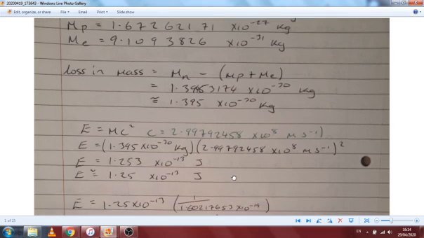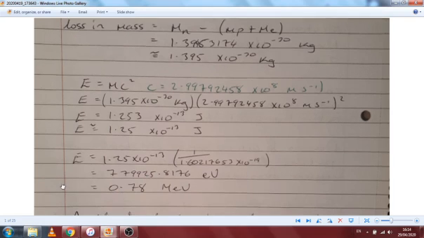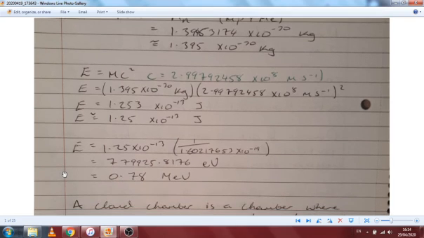I probably thought it was finished. But we then need to convert this into electron volts, so I take my number of joules and multiply it by this figure here, which again can come from our tables, which gives us this many electron volts, which we then round off to 2 decimal places for 0.78 mega electron volts. So that is the energy from this reaction, the energy released.